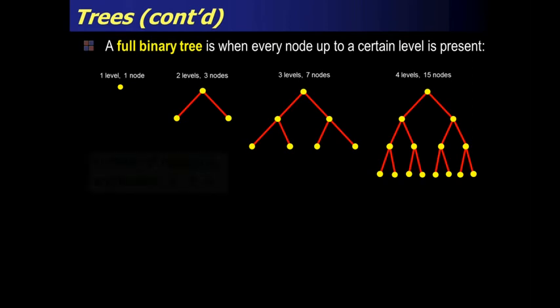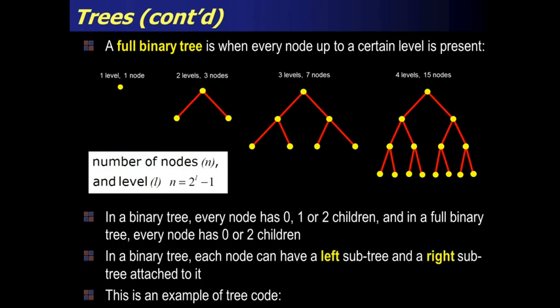It's hard. Okay, I'll give it to you. It's 2 to the L minus 1. 2 to the level minus 1. Okay, that's how you can determine the number of nodes. But it's related. It is a linear relationship. Well, not linear, but it is a relationship that is mathematical. Okay?